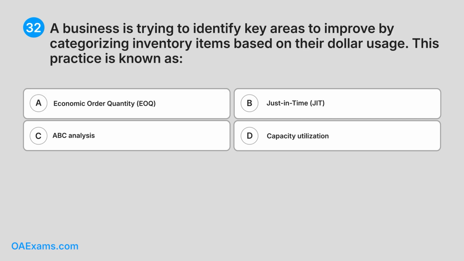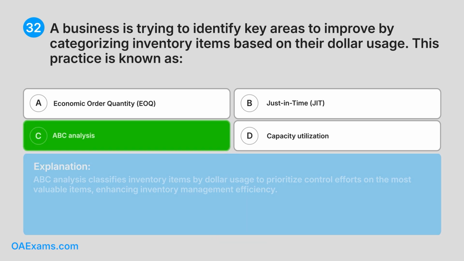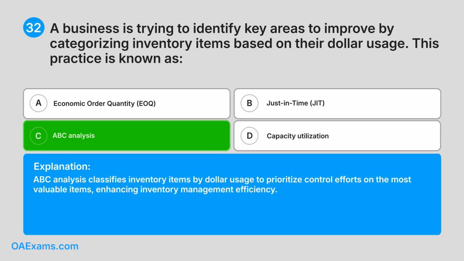32. A business is trying to identify key areas to improve by categorizing inventory items based on their dollar usage. This practice is known as A. Economic order quantity, EOQ, B. Just-in-time, JIT, C. ABC analysis, D. Capacity utilization. Do you know the answer? Correct answer, C. ABC analysis. Explanation. ABC analysis classifies inventory items by dollar usage to prioritize control efforts on the most valuable items, enhancing inventory management efficiency.